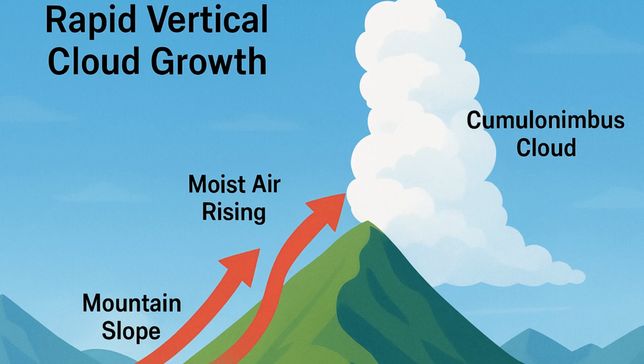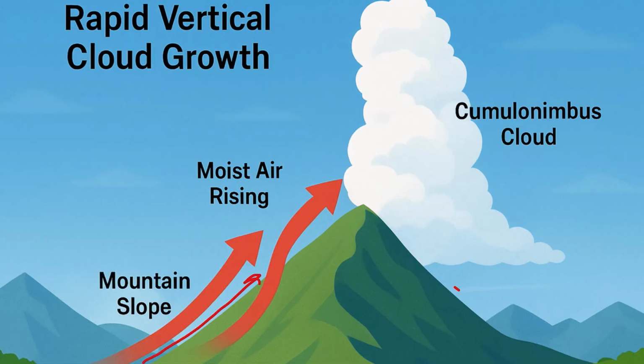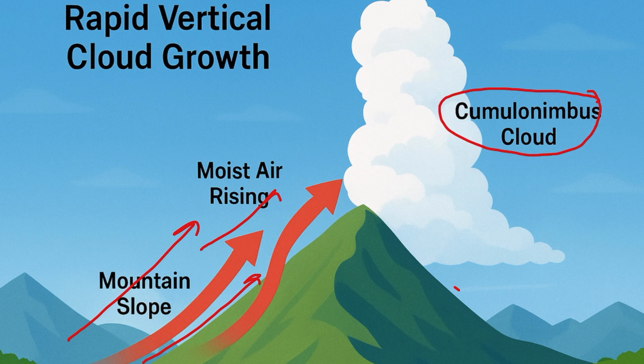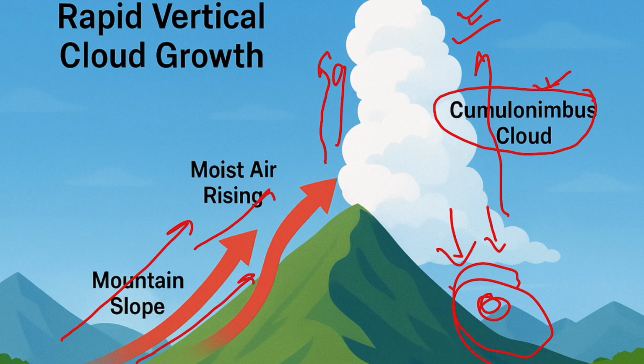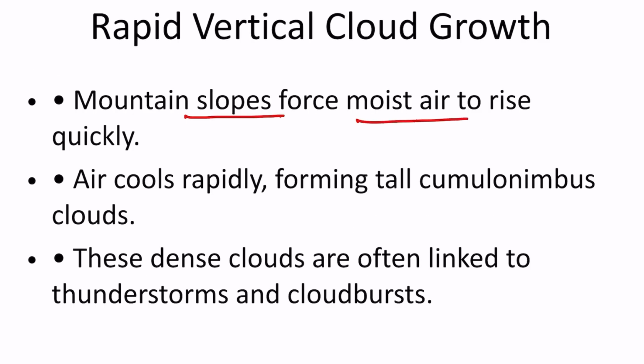What happens in hilly regions? Because of the slopes, because of the hills, moist air rises rapidly. It rises rapidly and cools down rapidly too, leading to the formation of cumulonimbus cloud. And this is a very important term to understand, this cumulonimbus cloud. They are vertically growing clouds carrying a lot of moisture, and that is why when the saturation point is reached, when they cannot hold any more moisture, they release the moisture all at once to a very small region, and that is what a cloudburst is. So the mountain slope forces moist air to rise quickly.